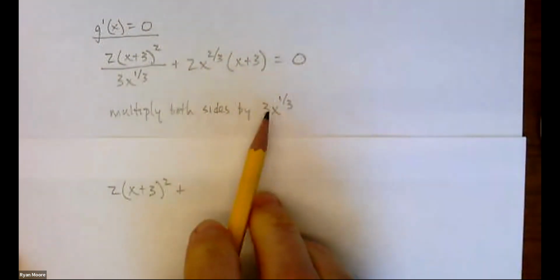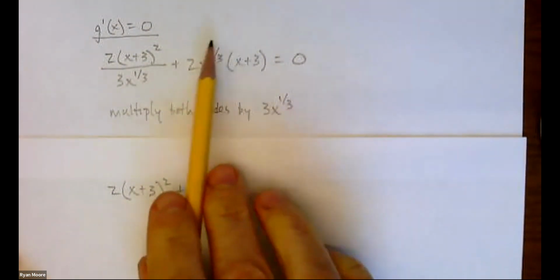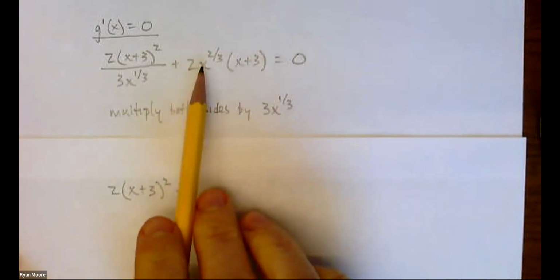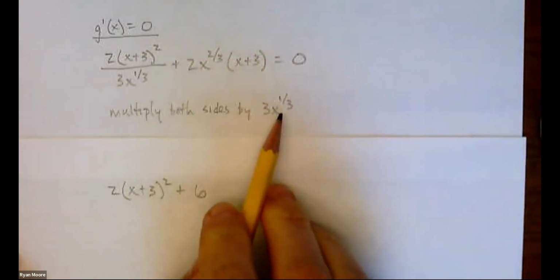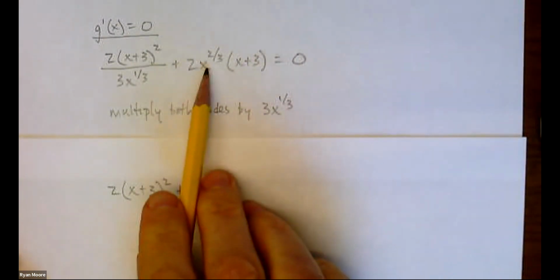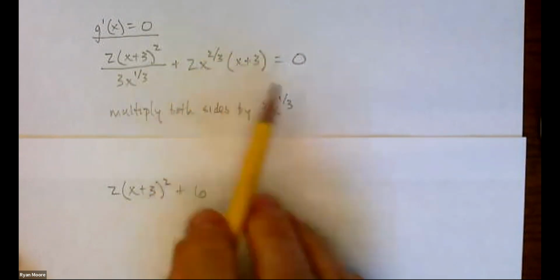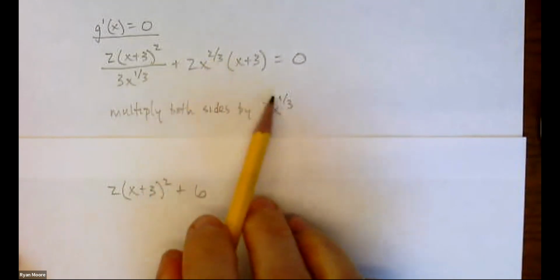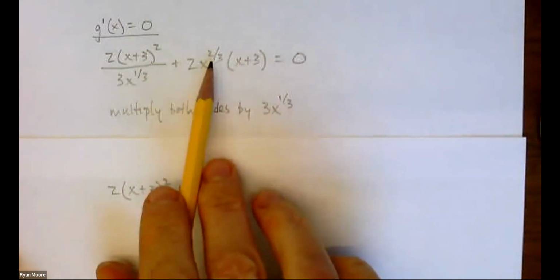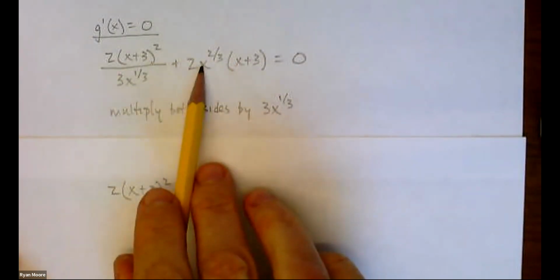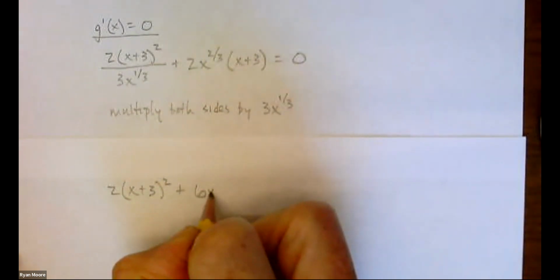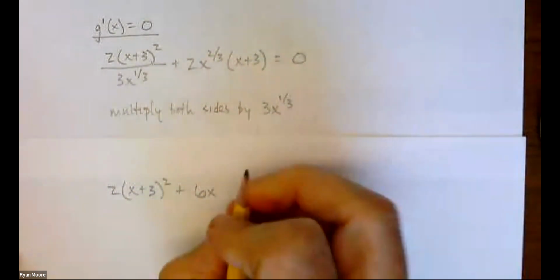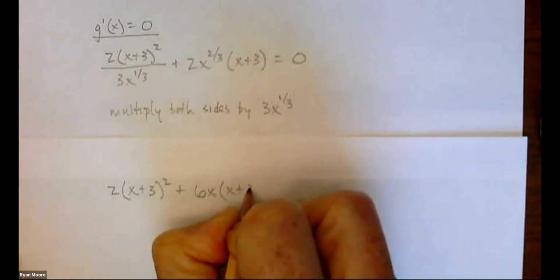Plus, now this 3x to the 1/3 also multiplies by this term. When it does, we think, okay, well, 3 times 2 is 6. How about x to the 1/3? Think of it as multiplying with x to the 2/3. X to the 2/3 times x to the 1/3, we would add exponents. Well, 2/3 plus 1/3 is just 1. So those multiplied simply gives us 6x, and then we still have the x plus 3.